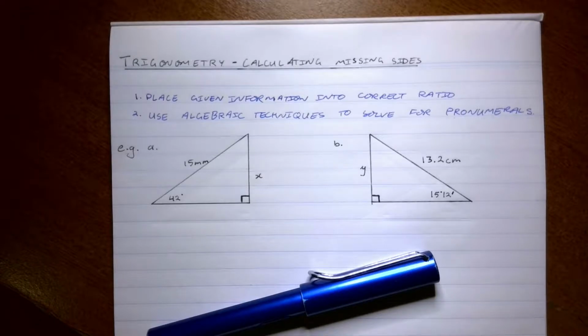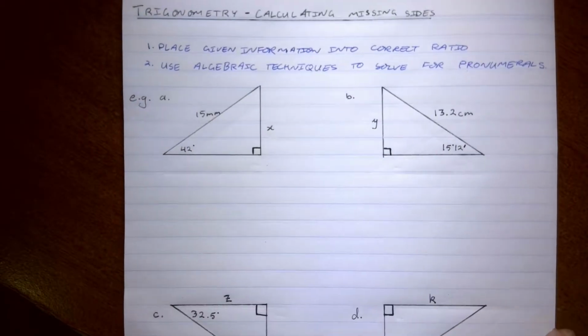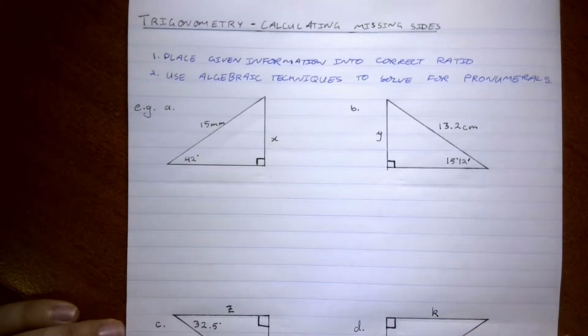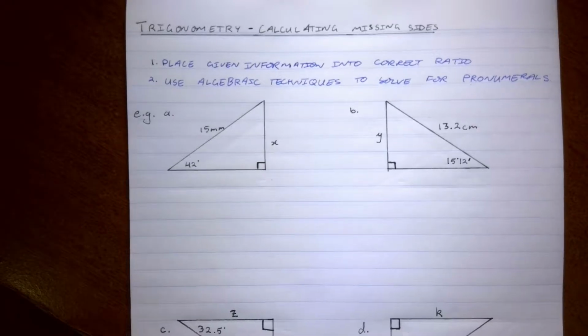In this video we're going to look at how to calculate the value of missing sides using trigonometry. This process goes about in two general steps. The first step is, from the information you're given in a triangle, you place it into the correct ratio, sine, cos, or tan, and then we use algebra and algebraic techniques to solve for the missing pronumeral.